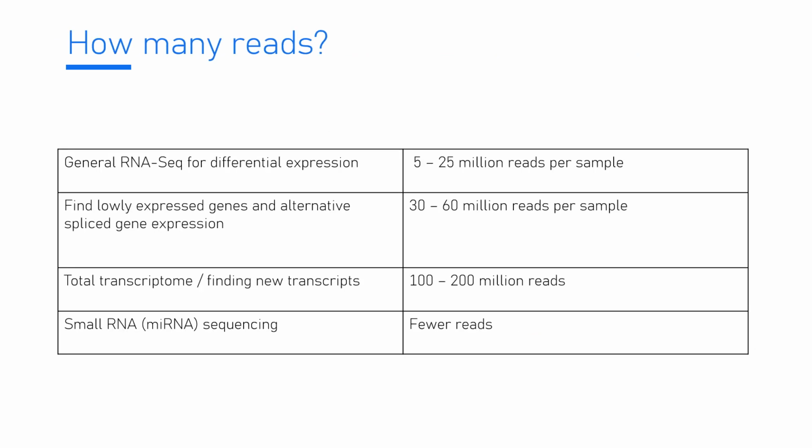How many reads? For a general RNA sequencing experiment for differential expression, anywhere between 5 to 25 million reads per sample is recommended. To find lowly expressed genes and alternatively spliced gene expression, 30 to 60 million reads per sample can be given. For total transcriptome or finding new transcripts in the sample, somewhere between 100 to 200 million reads can be given. For smaller RNA, such as microRNA sequencing, fewer reads are sufficient. These are estimates and can, however, be confirmed with the sequencing center.